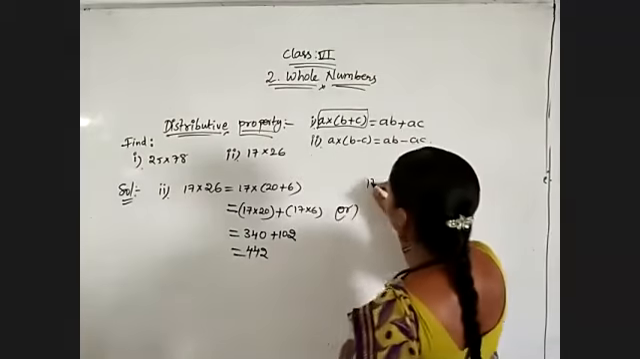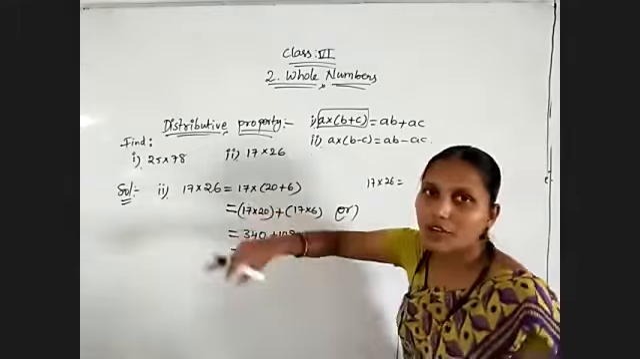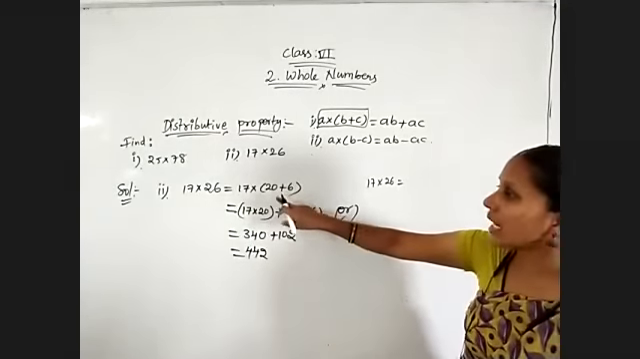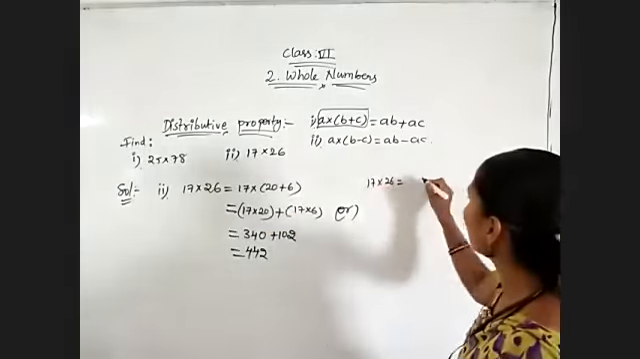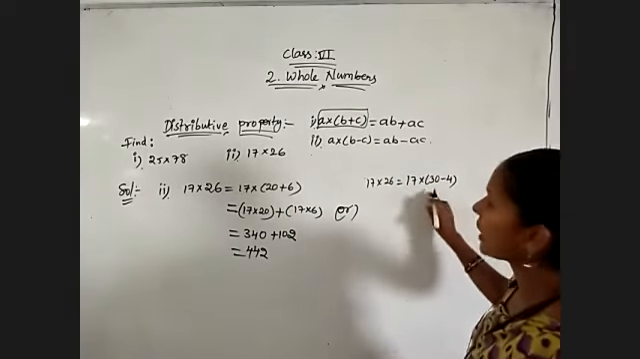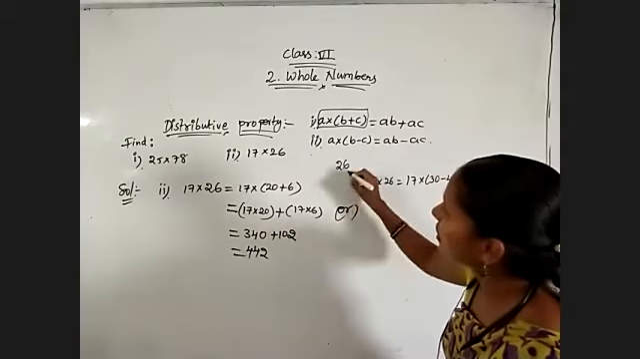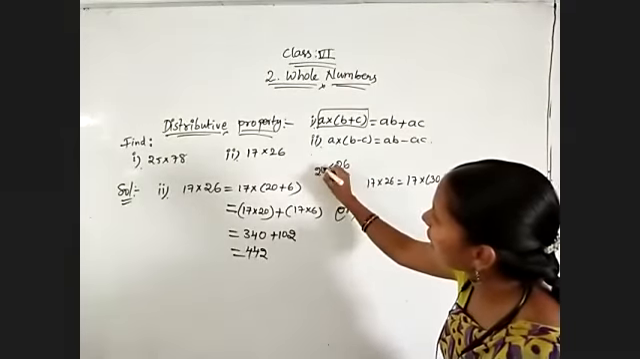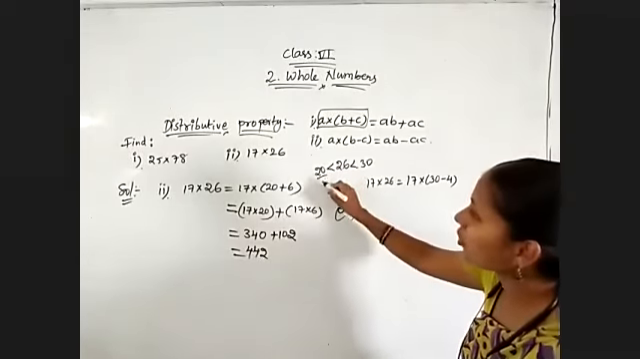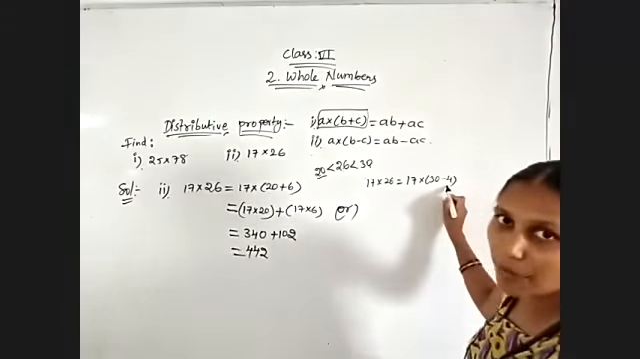So how can we do 17 into 26? 26 lies between 20 and 30. So 20 plus 6 we can write, otherwise 30 minus 4 also we can write. So 17 into 30 minus 4, and 30 minus 4 is also equal to 26. Here is how I choose the numbers: 26 is in between 20 and 30. When I take the lesser number, I go with addition. When I take the number more than 26, I go with subtraction.